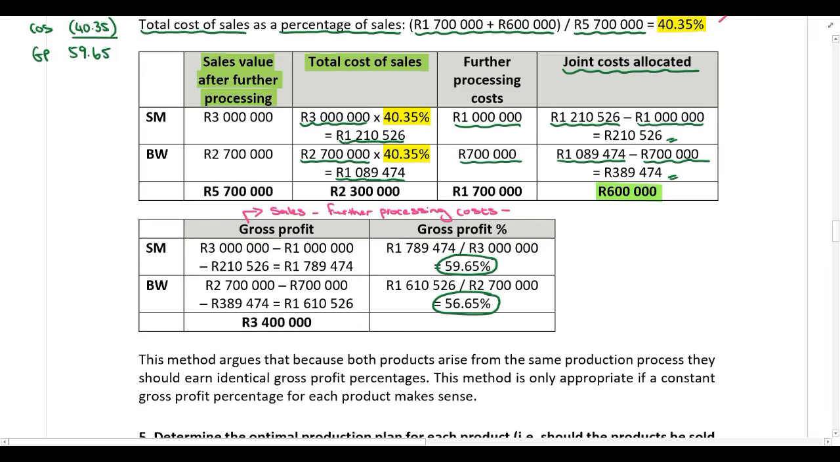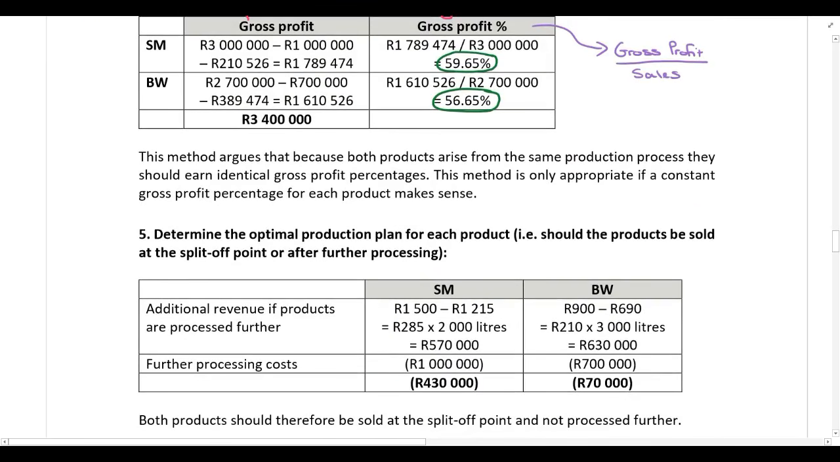So just remember, gross profit is calculated by taking sales, deducting further processing costs, and also deducting the joint costs. And the gross profit percentage is calculated by taking gross profit and dividing by sales. So this method argues that because both products arise from the same production process, they should earn identical gross profit percentages. But please note that this method is only appropriate if a constant gross profit percentage for each product actually makes sense.